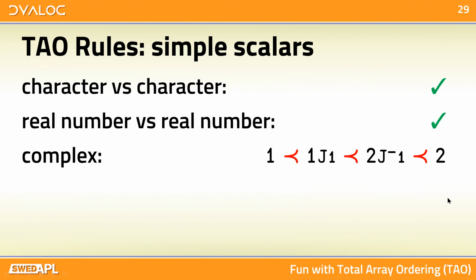What do we do with complex numbers? Well, it's kind of axiomatic. You can't define an ordering of complex numbers so that all the mathematical rules about comparisons apply.